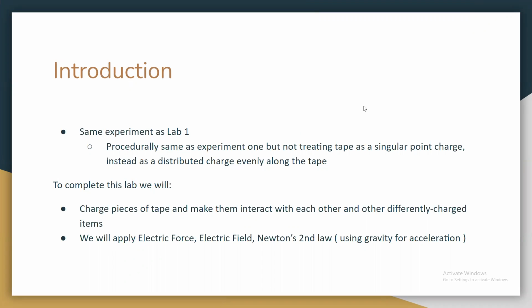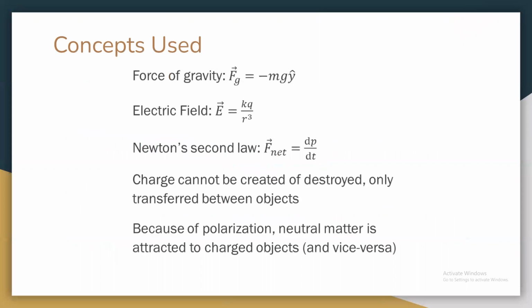So basically, we're going to create pieces of tape that are charged, then observe their interactions with each other and then with other objects that are differently charged. After doing this, we're going to apply the concepts that we've learned in class, such as Newton's law, electric force equations, and electric field equations, all to determine the net electric and gravitational forces acting upon the tape. We'll also create a GlowScript model of the interactions.